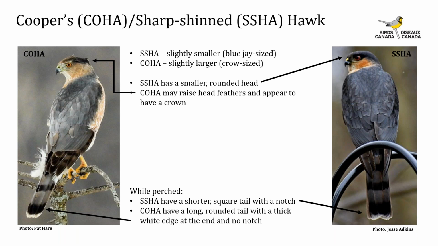The Cooper's hawk will raise its head feathers and make it appear as though it has a crown on its head. That's obviously not the most ideal way to identify it, but it is a helpful feature. So another way to tell them apart while they're perched is by their tails. The sharp-shinned hawk has a squarish tail, and it has this notch in the center where the two ends meet. The Cooper's hawk has a long rounded tail relative to its body size.